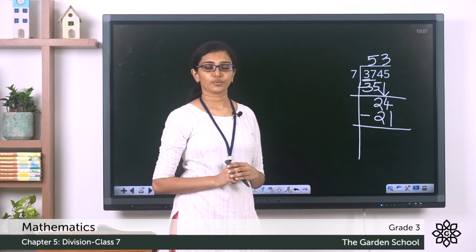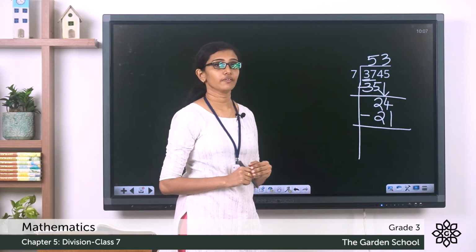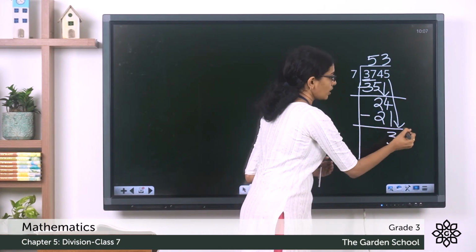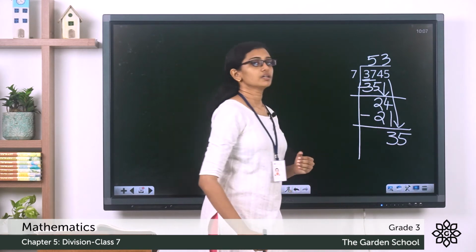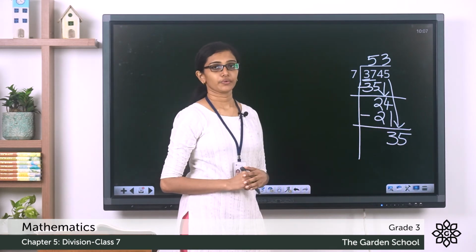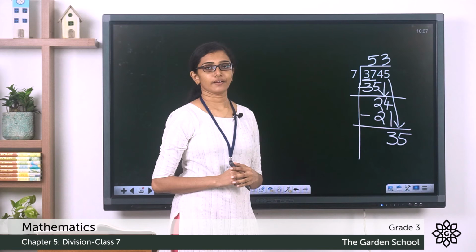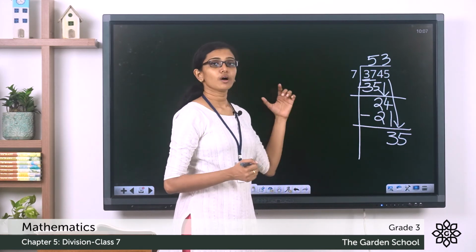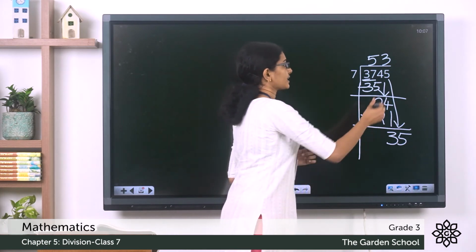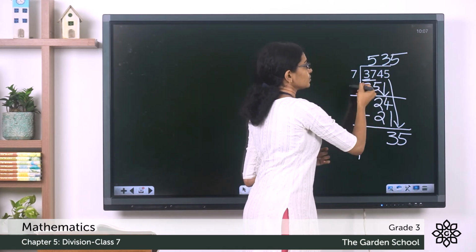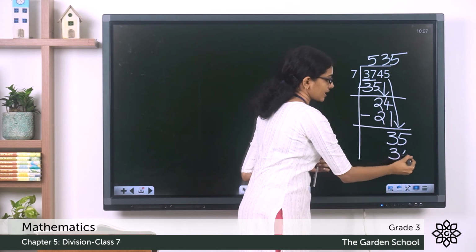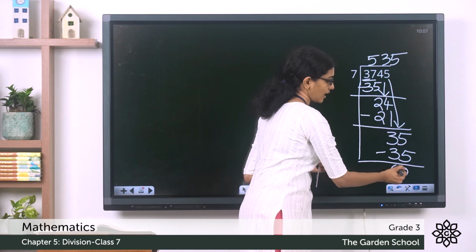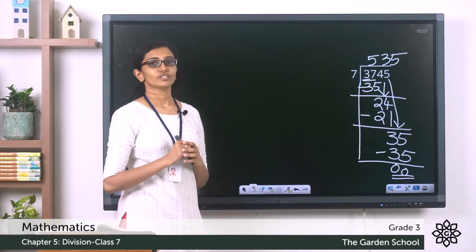Then subtract the numbers. 24 minus 21. And what is 24 minus 21? That is equal to 3. Then there is one more digit to bring down, which is 5. So right now we have 35. 35 divided by 7. How many 7s will go in 35? We know 7 5s are 35. So let's write that 5 here. Now 7 5s are 35. Let's write it down here. Then subtract the numbers. 35 minus 35 is equal to 0.